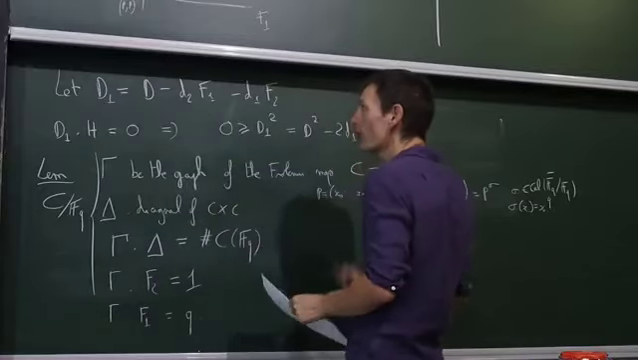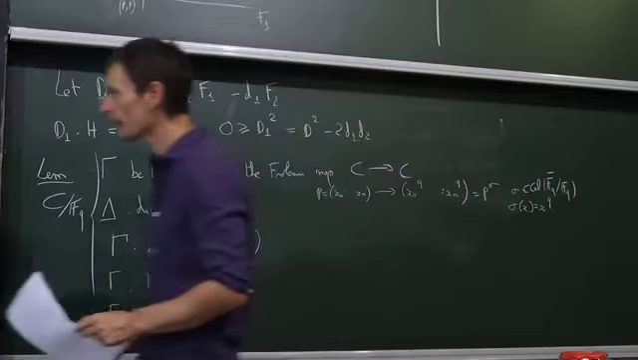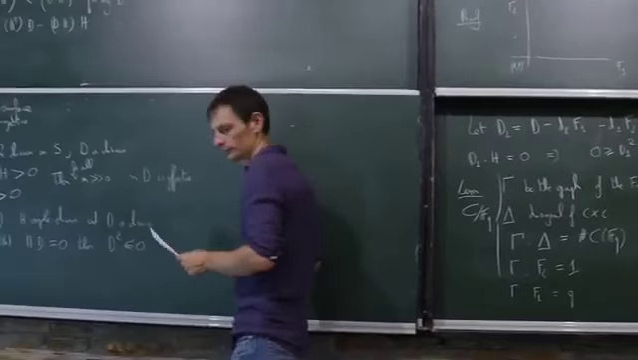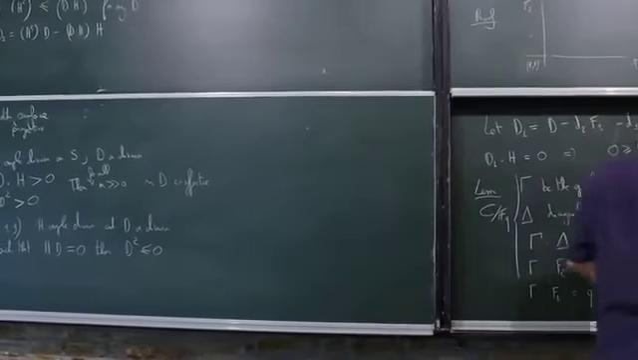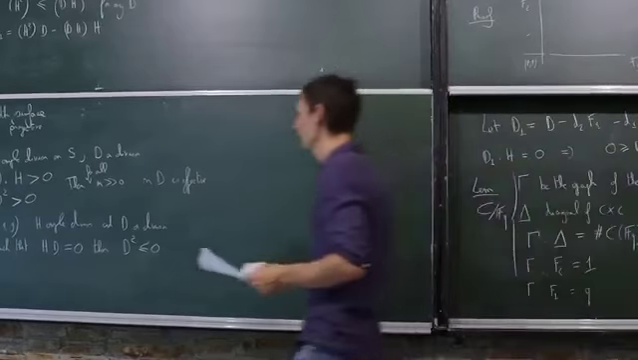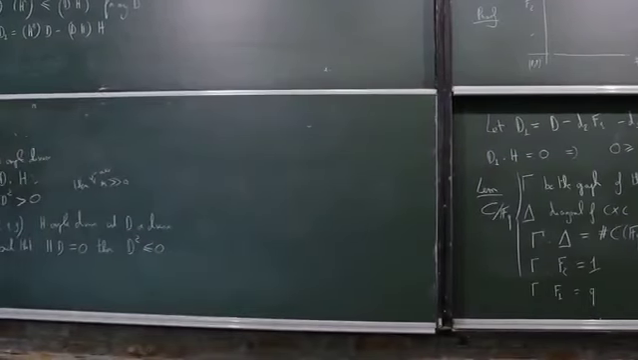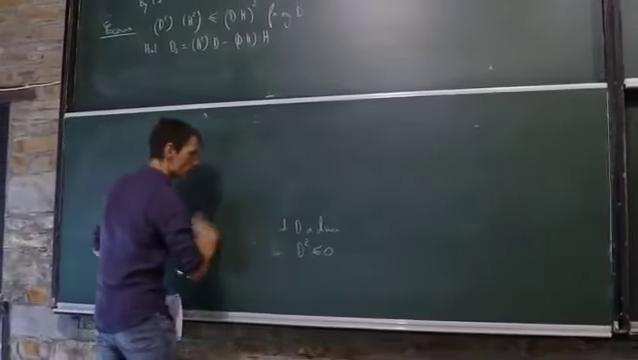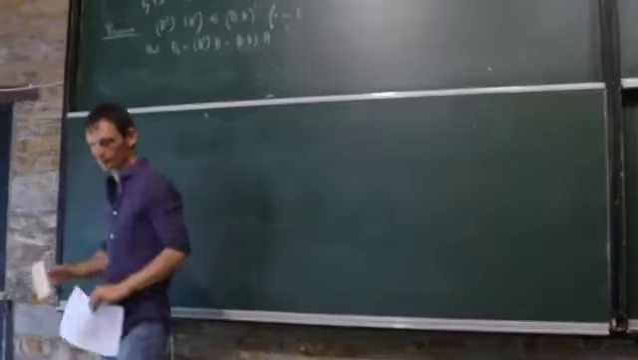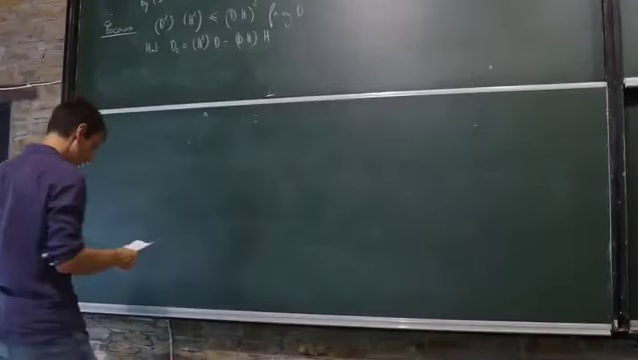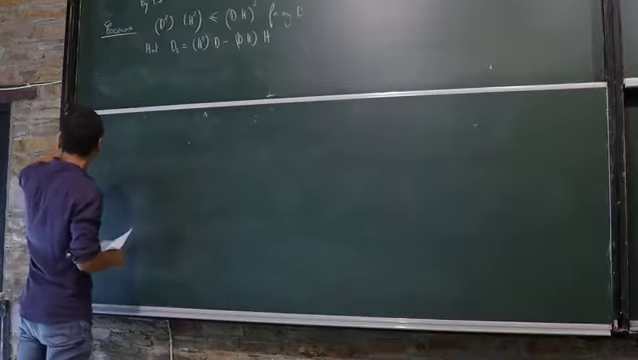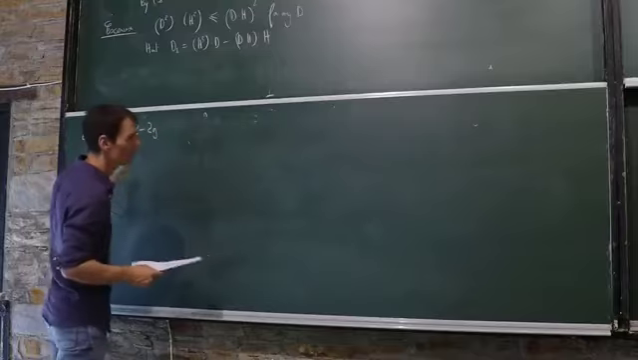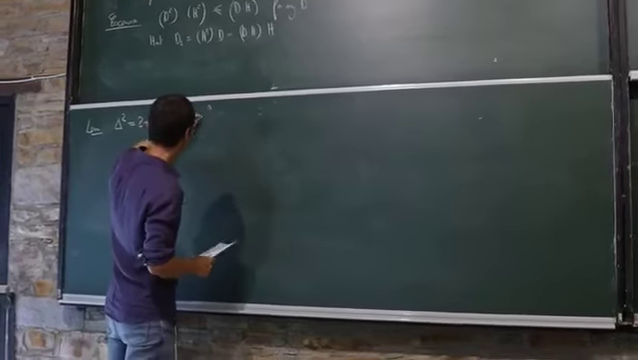Okay, and now comes the tricky part, which is to understand the self-intersection of the diagonal. And I pretend that the self-intersection of the diagonal is 2 minus 2g, where g is the genus of C.